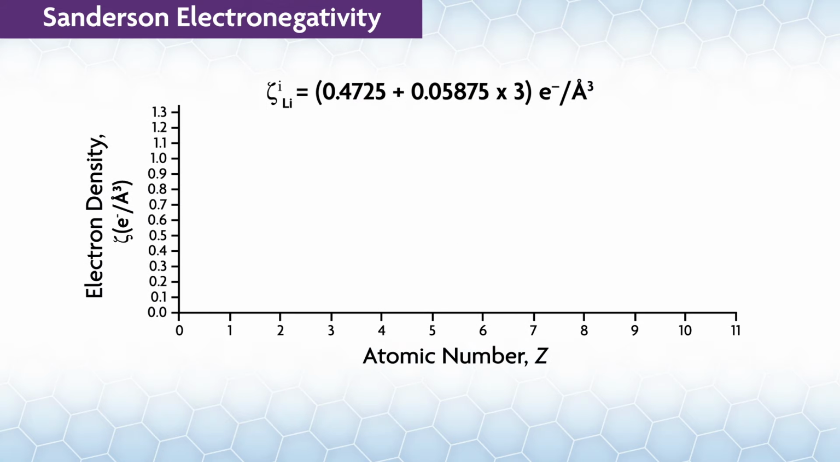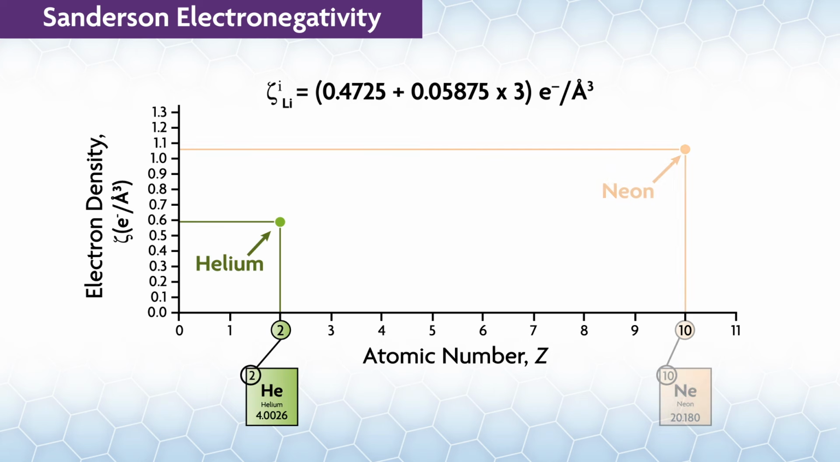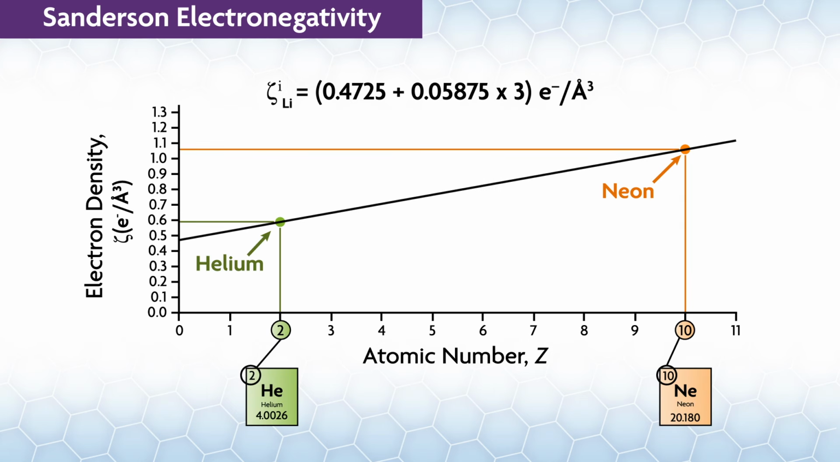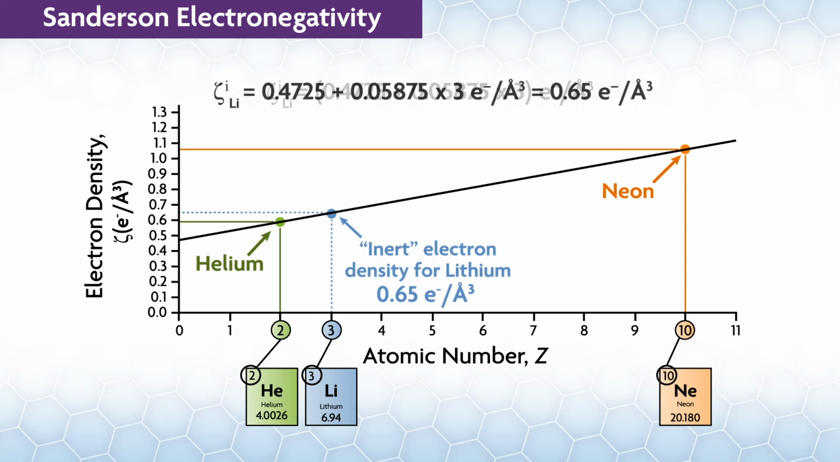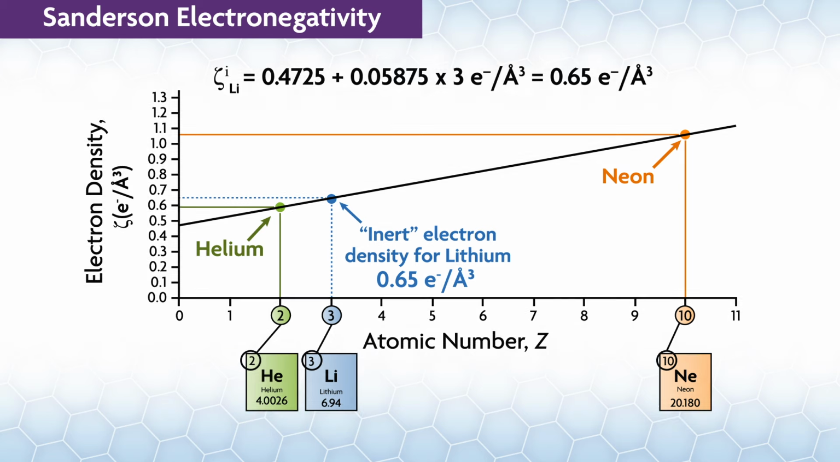In order to find the inert electron density of lithium, we need the equation of the line defining the noble gases on either side of lithium, helium and neon. We draw a graph with the 2 points using the atomic number Z and the electron density. For helium, this is Z equals 2 electrons and the electron density equals 0.59 electrons per cubic angstrom. For neon, Z equals 10 electrons and electron density equals 1.06 electrons per cubic angstrom. For these 2 points, the line looks like this. We use this line to find the ideal electron density of lithium by inserting Z equals 3 into the equation. This gives an ideal electron density for lithium of 0.65 electrons per cubic angstrom.